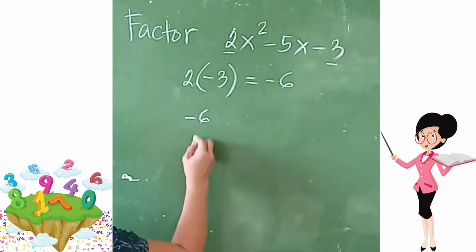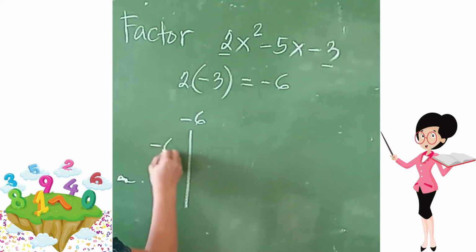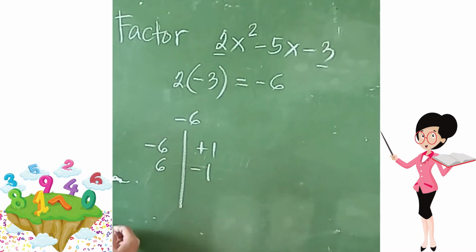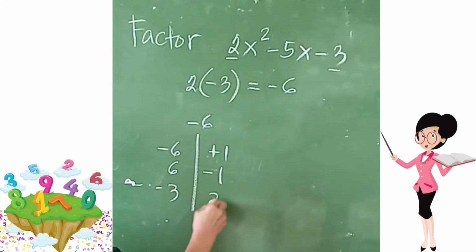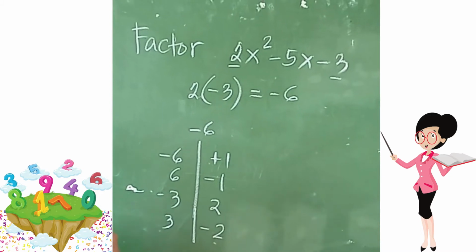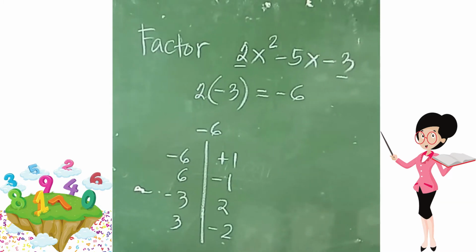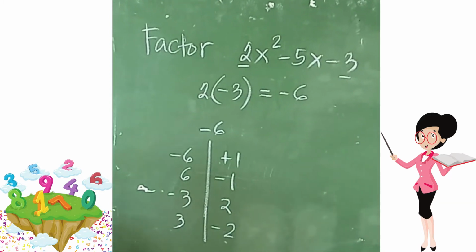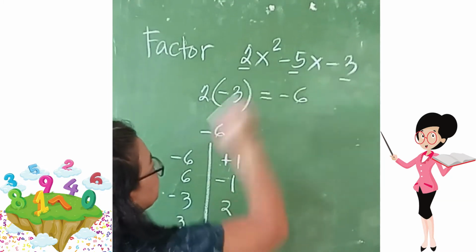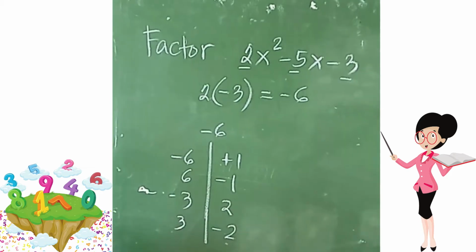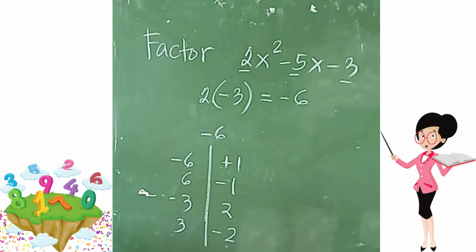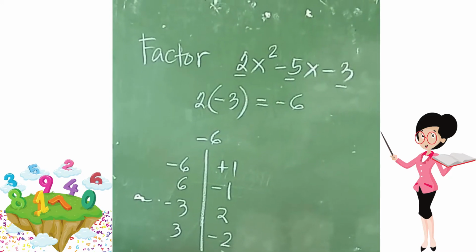Negative 6 as factors: negative 6 and positive 1, positive 6 and negative 1, negative 3 and positive 2, and positive 3 and negative 2. Now, why are we listing down all the factors? Because we're going to choose which among these pairs of factors will come up with a sum of negative 5. Take note that you have to get the sum of the numerical coefficient of the middle term, which is negative 5x.